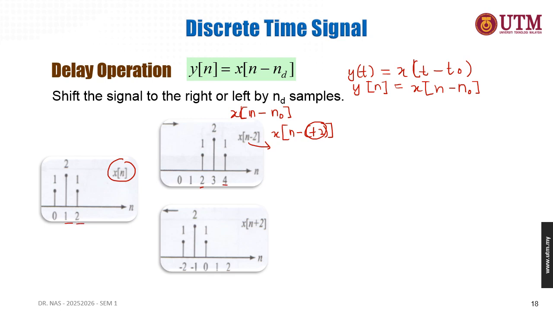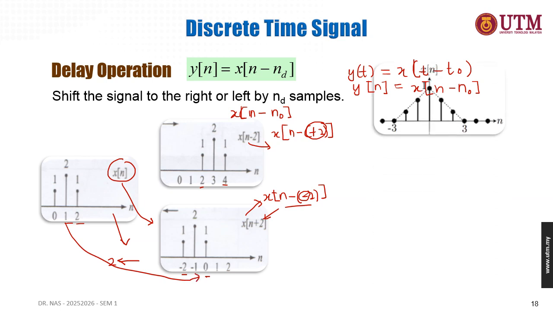Let's look at another example. Again, compare with the general equation, x[n + 2]. This one has n plus 2, meaning that the original signal is shifted to the left. Negative means to the left by 2, so now everything moves to the left by 2. So 0 becomes negative 2, 2 becomes 0, and 1 becomes negative 1.